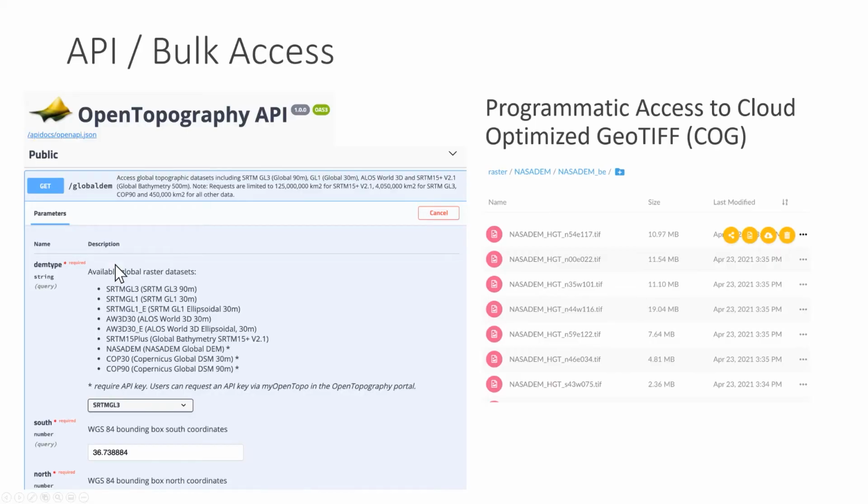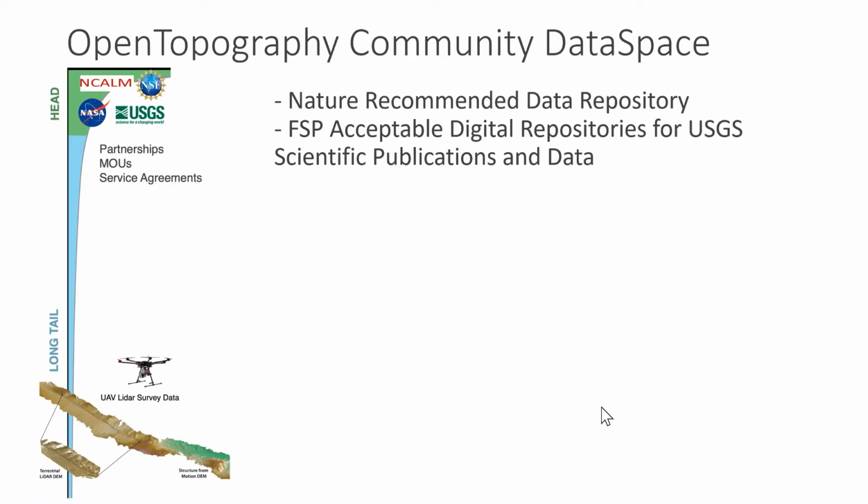The other way to access data is through our API and the bulk access. Most of the data that are available right now through the API are the global data sets, which are listed here: SRTM, ALOS World 3D, NASA DEM, and Copernicus DEMs. These are possible to access fairly straightforwardly. We also have access to cloud optimized GeoTIFFs.